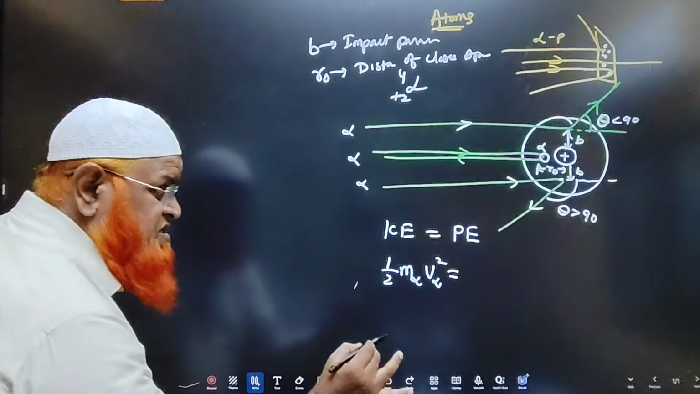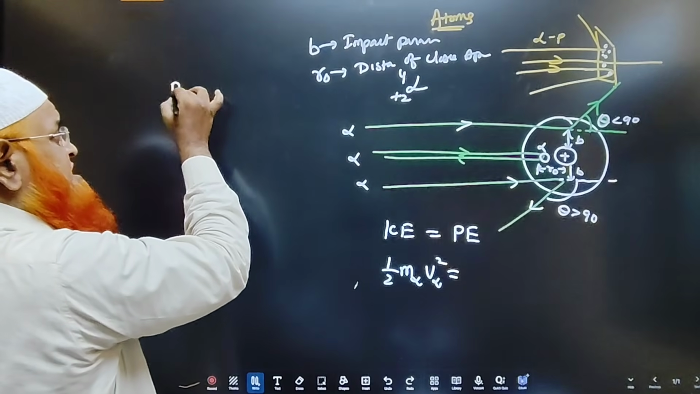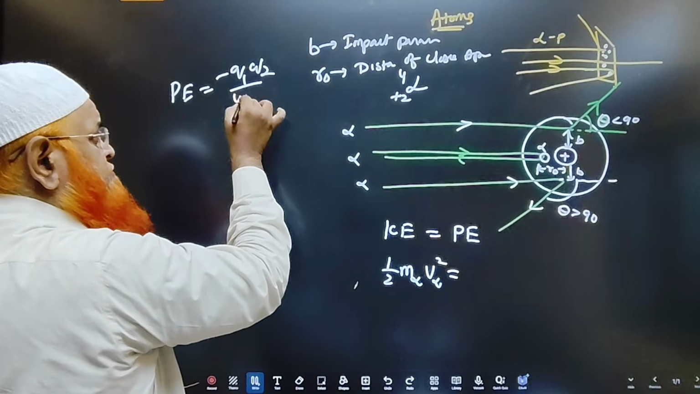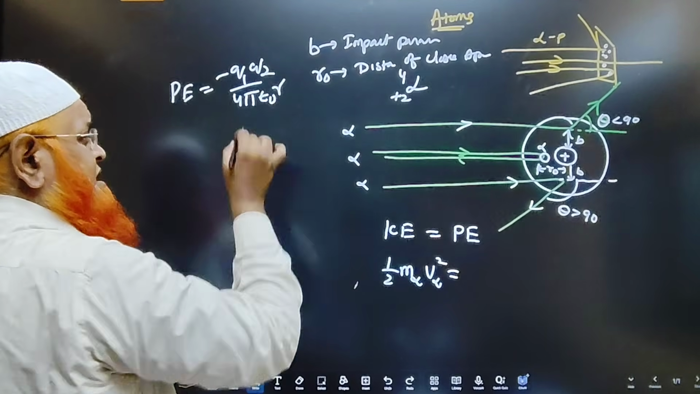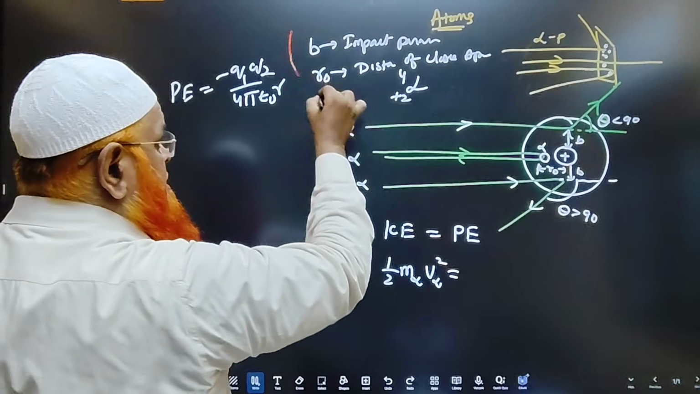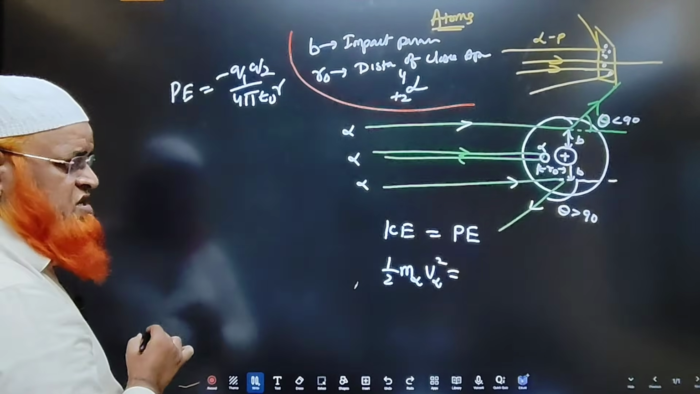So according to electrostatics, what is the formula for potential energy? The formula for potential energy is minus q1 q2 by 4 pi epsilon naught into r. You just remember this one. So this is going to be the potential energy.